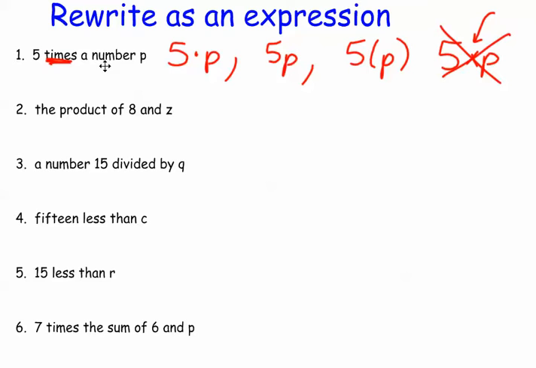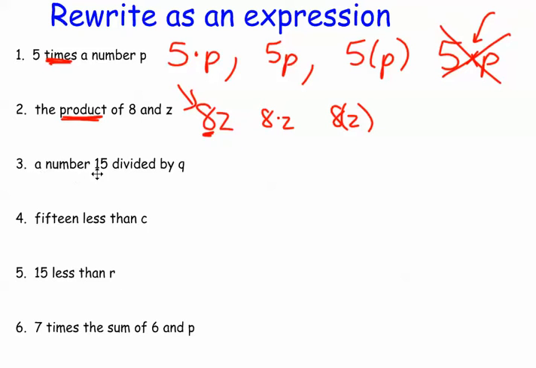All right, the product of 8 and z. Product means to multiply, so I would do the same thing up here: 8z, 8 times z, and 8z. This is the one that I will do the most, just the number and the variable. The number in front is called the coefficient. We'll talk about that later.